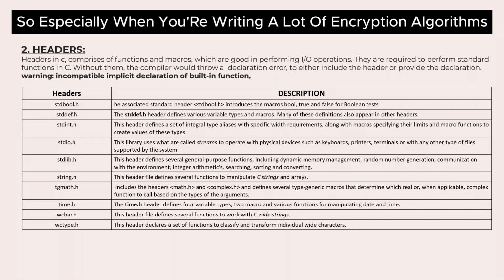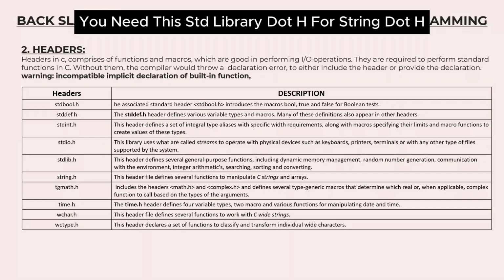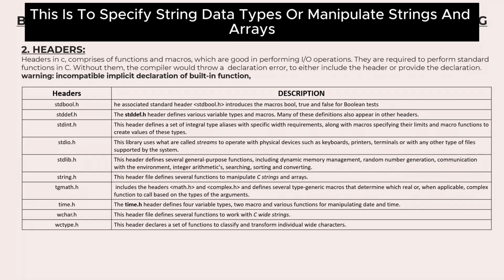So especially when you're writing a lot of encryption algorithms that need to generate random numbers, you need this stdlib.h. For string.h, this is to specify string data types or manipulate strings and arrays.